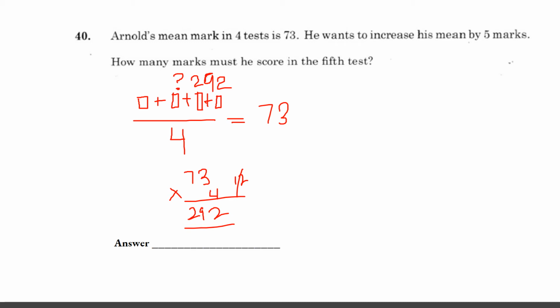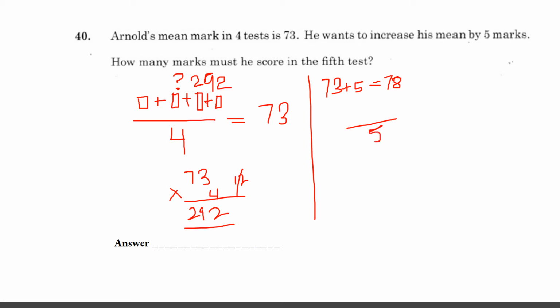Hear what it says. He wants to increase his mean by 5. So he doesn't want his mean to be 73, but rather 78, because he wants to increase his mean by 5. So 73 plus 5 is going to be 78. He wants his mean to be 78. How many marks must he score? So in this case, he cannot score 292. He must score more. So how much should he score?